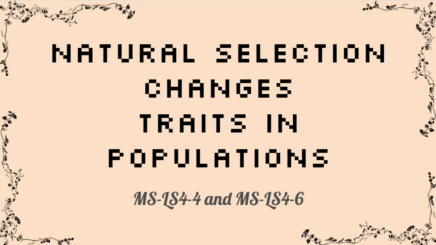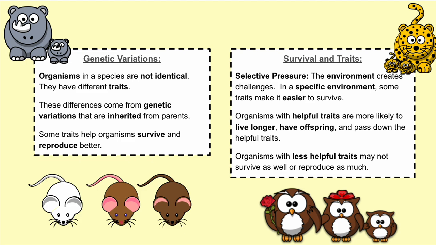Let's talk about how natural selection changes traits in populations. Have you ever noticed how no two people or animals are exactly the same? Even in the same species, there are differences. Organisms in a species are not identical. They have different traits. These differences are called genetic variations, and they're passed down from parent to offspring through genes.